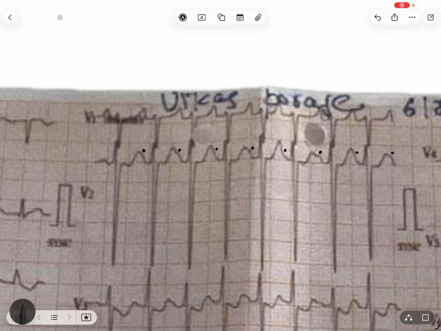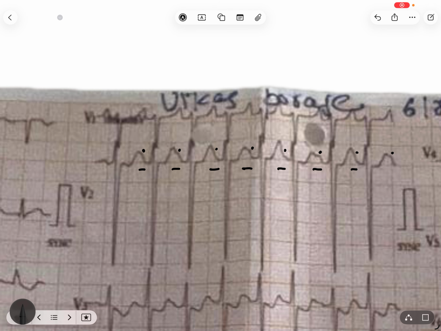The next thing that we should observe is where it is originating from and to look for P waves. It is a bit difficult to see P waves in the ECG. We will discuss why that is. So in lead V2, I think it is most obvious here that there are P waves. They are hidden in the T waves of the previous wave. I have marked the P waves that are seen over here.